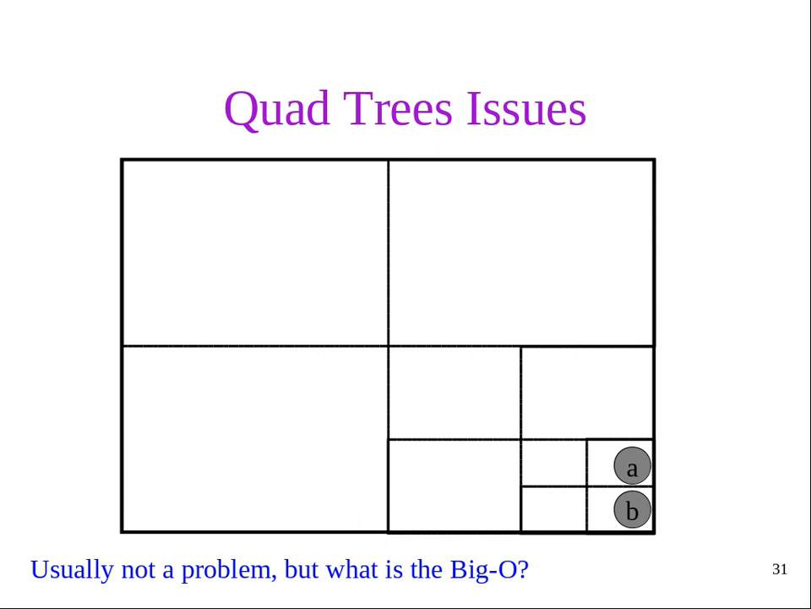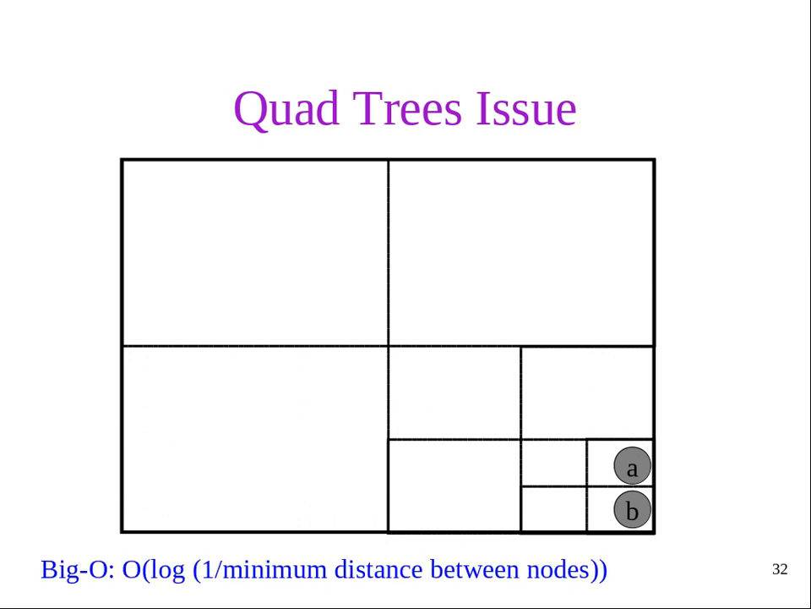So if you put all the nodes in one quadrant, usually not a problem, but what's the big O here? It's log base 1 divided by the minimum distance between nodes.